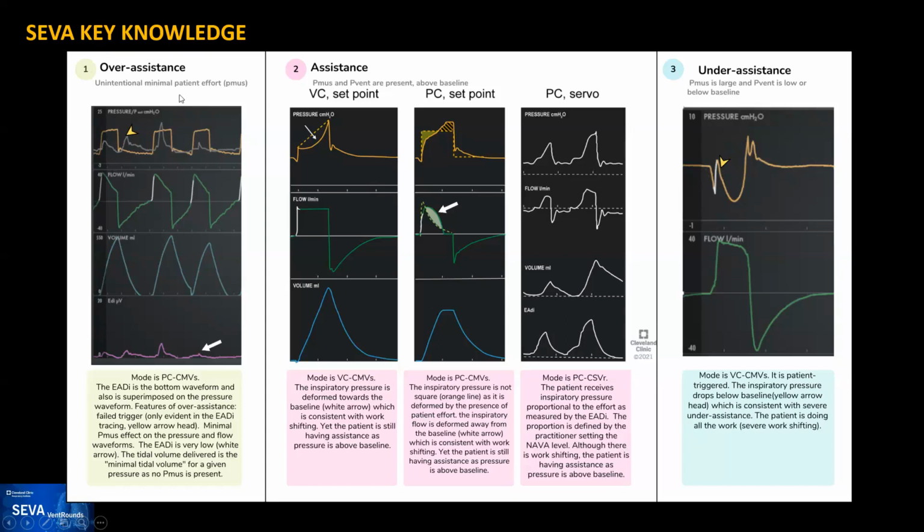And that's why we use the definition of unintentional, minimal patient effort. And so you wanted there to be PMOS, but you're giving so much that the patient essentially triggers the ventilator, as you can see here on the EDI. And after that, the muscles shut down because the patient is getting as much or more than they need.